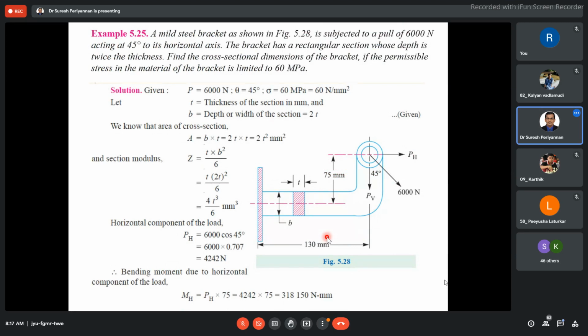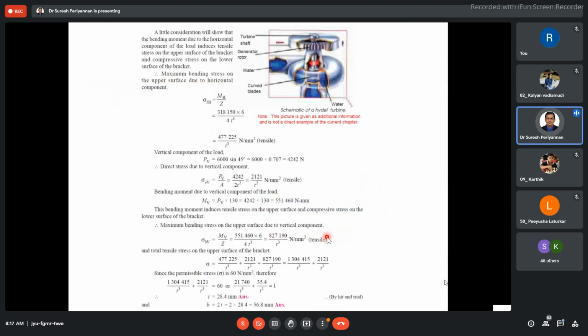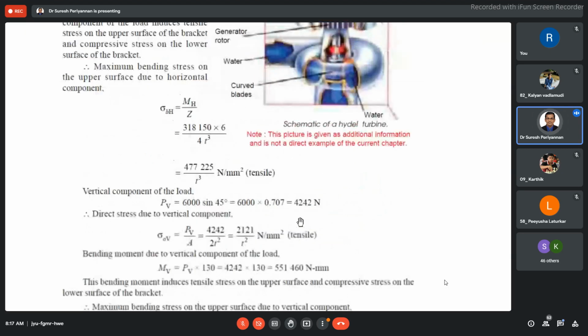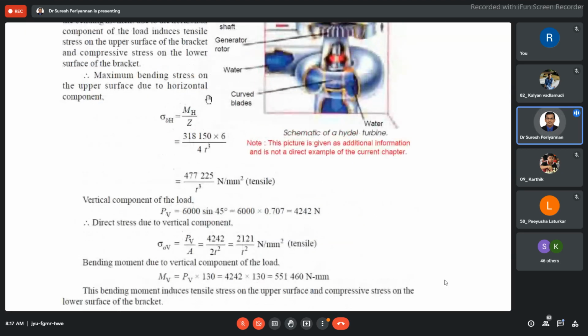So now we can find the maximum bending stress on the upper surface due to the horizontal component. See here, we already know the horizontal bending moment, the bending moment with respect to the horizontal load. Then we can find the tensile stress.